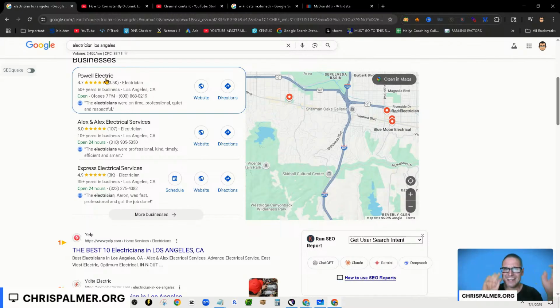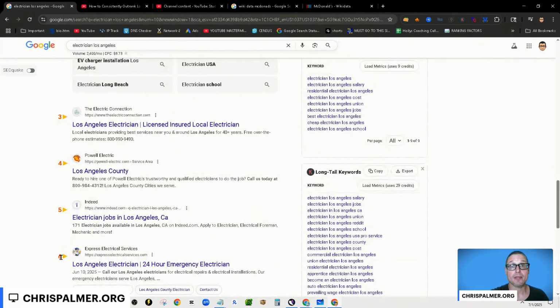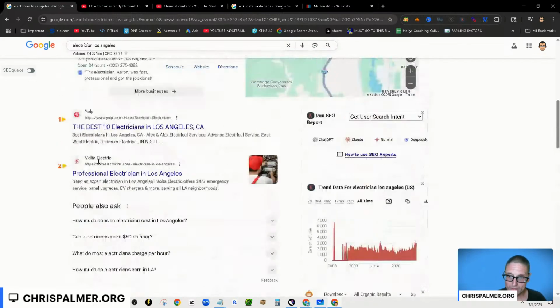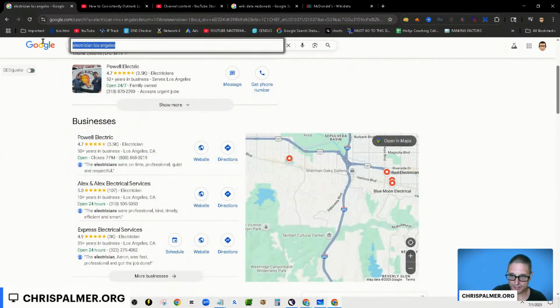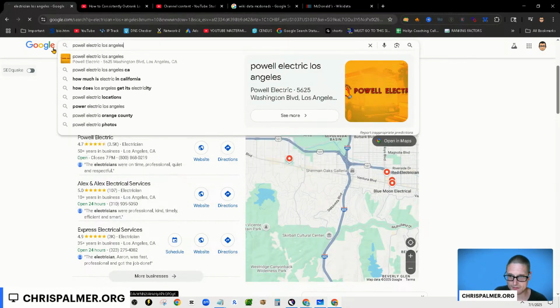Once you understand the pieces, then you understand how it works together, then you can start working towards the goal of being a winner. But bear with me here. Electrician Los Angeles, Powell's a winner. If they're in the map pack, they're relevant in Los Angeles in the maps, and they're relevant inside of the SERPs. Well, now we have a true winner on our hands, right? And they just so happen to have 3,500 reviews. Powell's number 4. So page 1, excellent. So if I look up Powell, here, watch this. Powell Electric. What is it? Los Angeles.